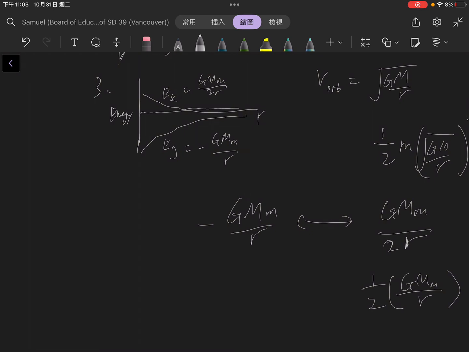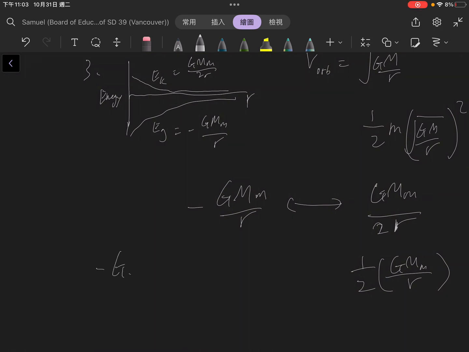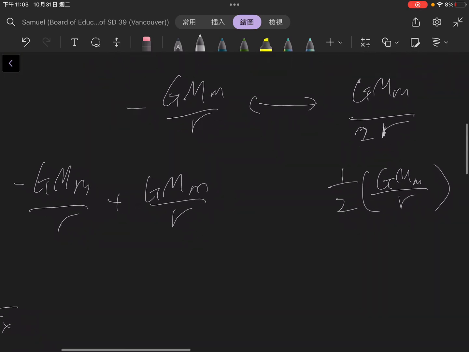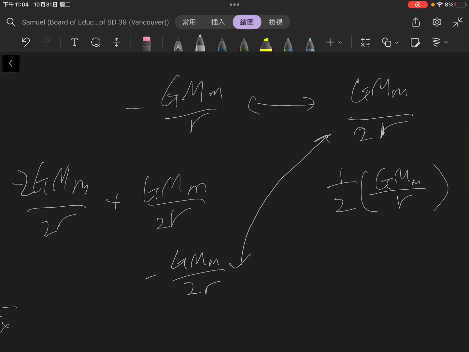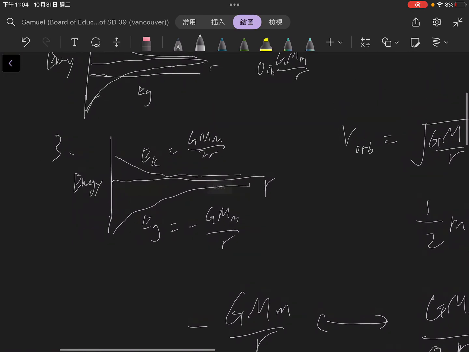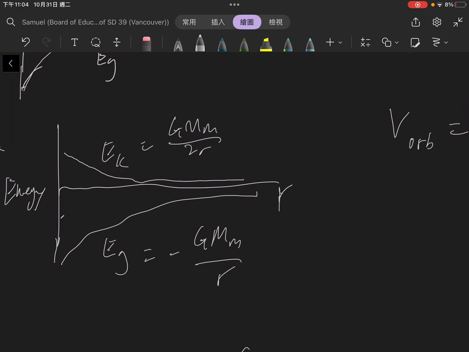This is half of this, by the way, and let's get the total energy by adding them up. Negative GMm divided by R plus GMm divided by 2R. We can calculate this by multiplying the denominator of the first one by 2. If you add them up, you'll get the total energy will be negative GMm divided by 2R. So this is again the opposite version of this one, and we can just draw a symmetrical but negative curve here. This will be the E total.